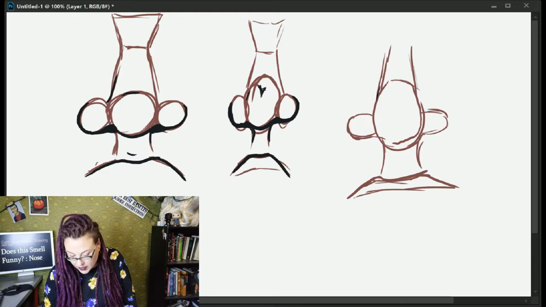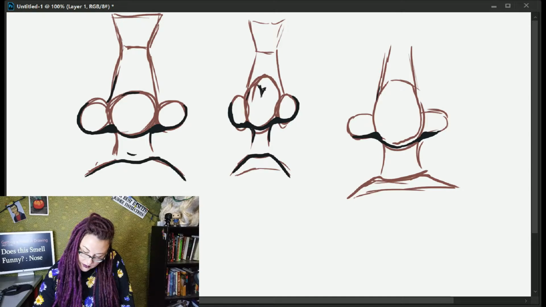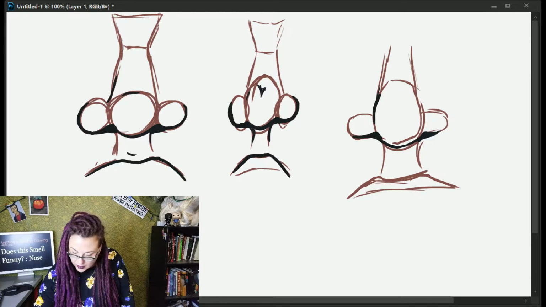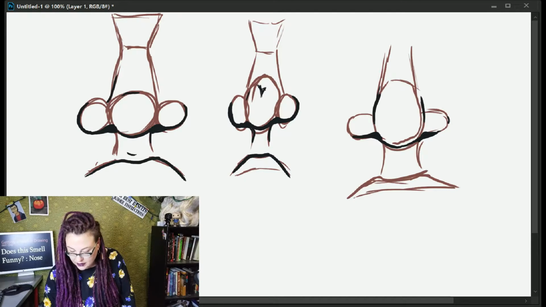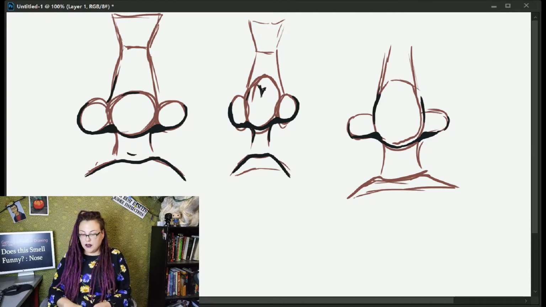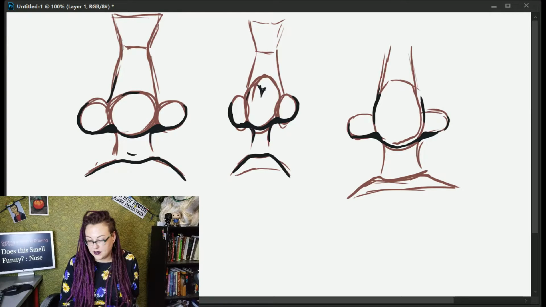Now, you can actually go extremely minimal and just draw the nostrils, the bottom part, and just accentuate the nose like that. You can do it with a lot less lines.